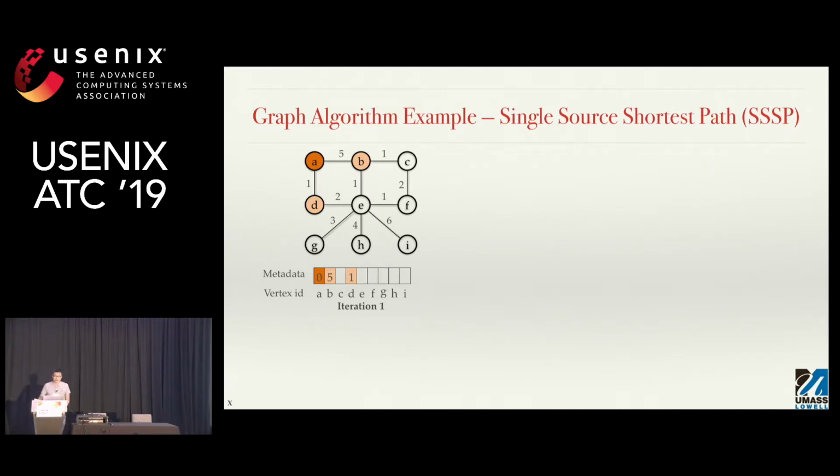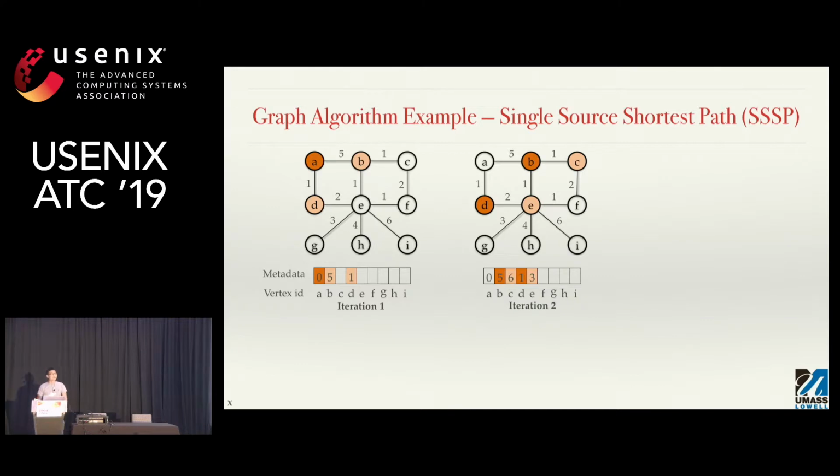Using single source shortest path as an example, suppose we are computing on this toy graph, which has nine vertices, A to I, and a couple of edges. The numerical values on top of those lines are the edge weights. Assuming we start the traversal from A, we go to B and D, and we update the distance array with the distance of A as 0, and B and D as 5 and 1 respectively. When we proceed to the next iteration, we see different colors of the vertices.